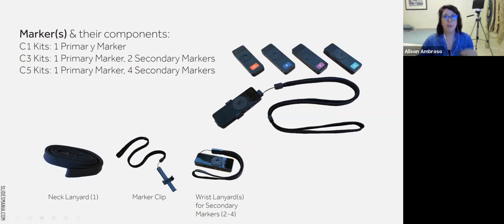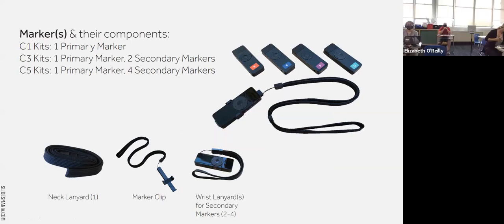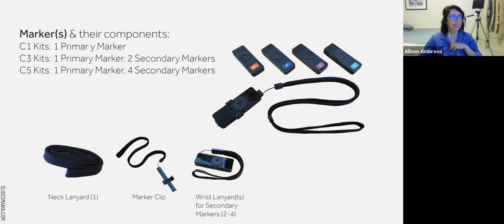So then we get into the markers. And so you guys have your 4 markers, your 4 secondary markers. You should also have 1 neck lanyard, and probably came with 4 wrist lanyards. Is that right? Yeah. So your neck lanyard you want to put into the marker clip, and you're going to wear it on your neck with the microphone up.